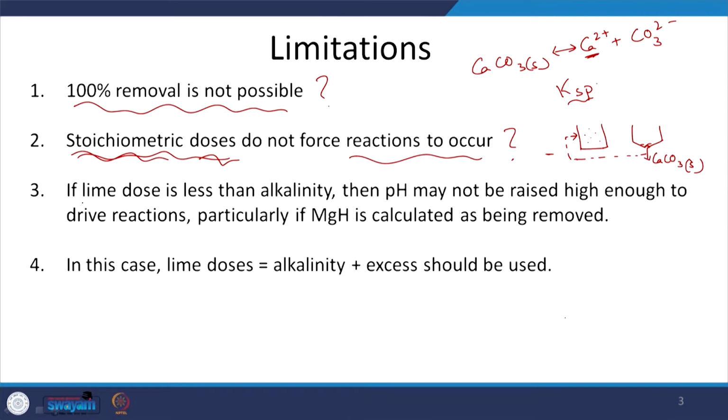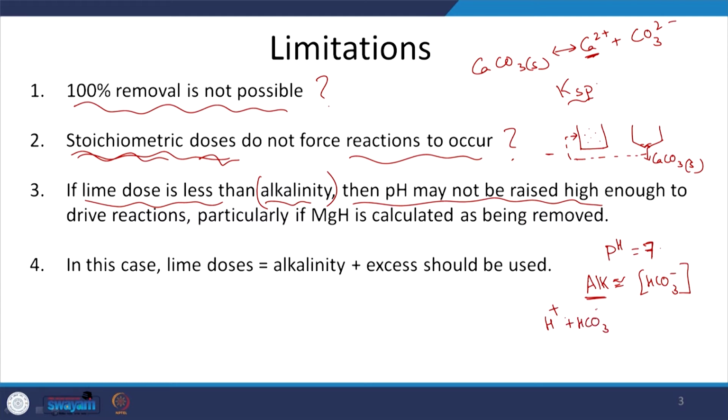Next aspect is, if lime dose is less than alkalinity, then the pH may not be raised high enough. In general, in this case, pH is equal to 7 or usually around 6 to 8, and in that case, alkalinity is equal to or almost equal to HCO3 minus. We looked at why, I am not going to go into that. But in general, alkalinity is acid neutralizing capacity. If I add H plus to the relevant water, HCO3 minus will neutralize this acid.